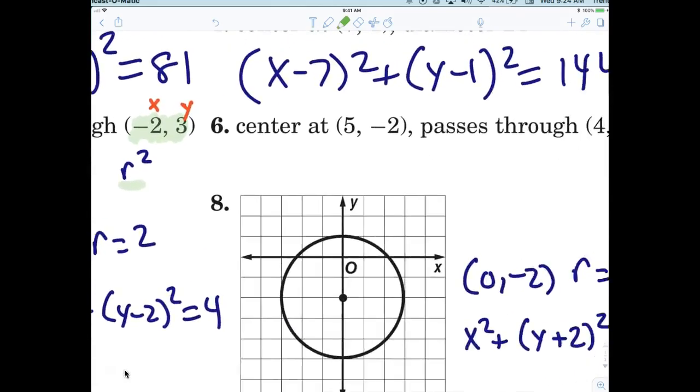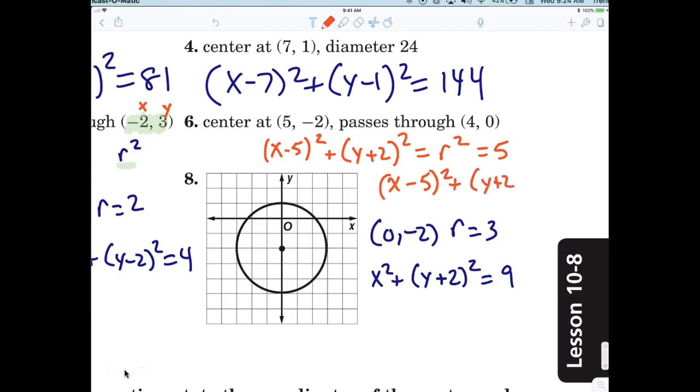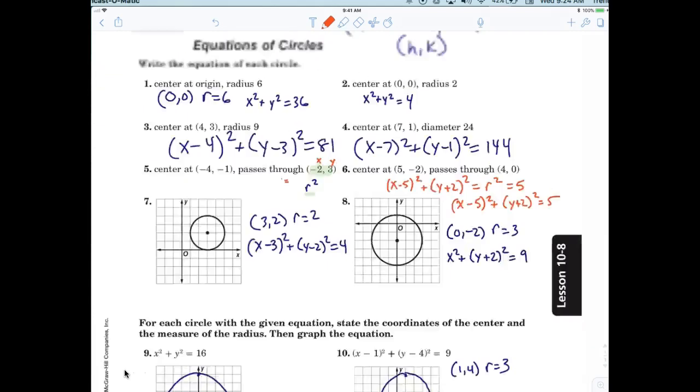So here we go with question number 6. Again, the center's at 5, negative 2. So I can go x minus 5 squared plus y plus 2 squared equals r squared. I'm missing r. So now I'm plugging in 4 and 0. If I plug in 4, 0, negative 1 squared is 1, 2 squared is 4, 4 plus 1. So r squared equals 5. So my equation now is just x minus 5 squared plus y plus 2 squared is equal to 5. Simple as that. Really, it's honestly very simple.